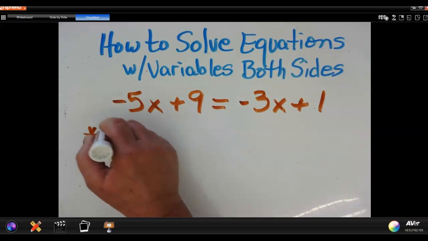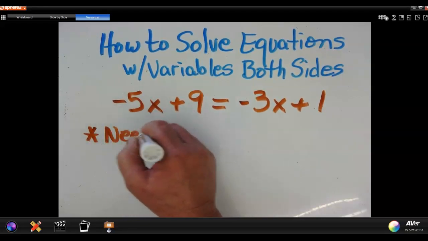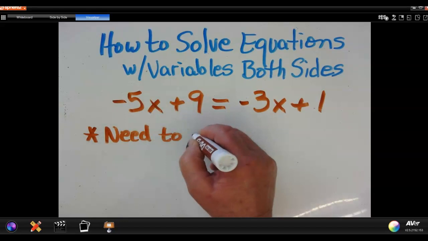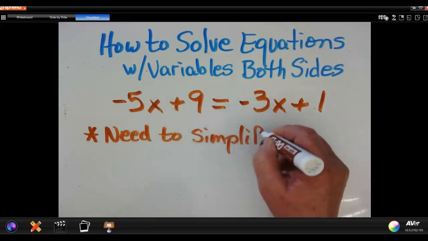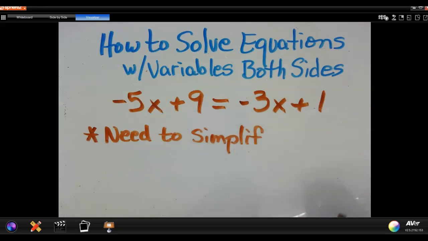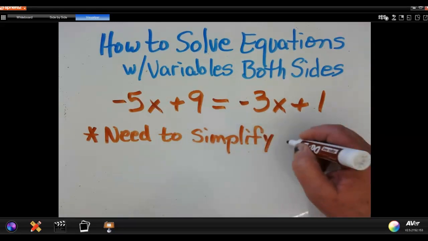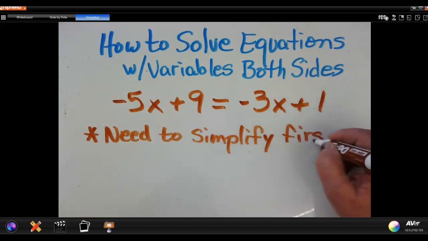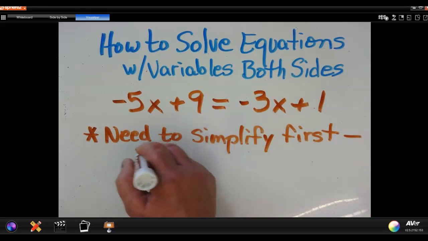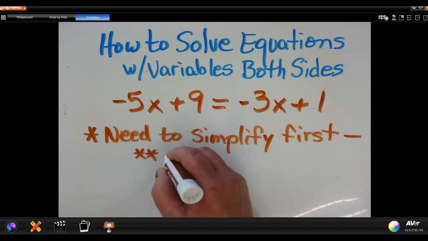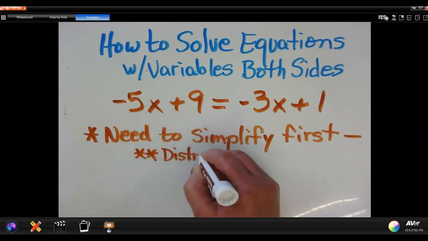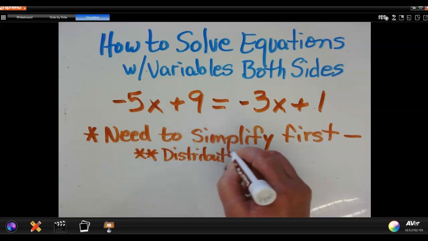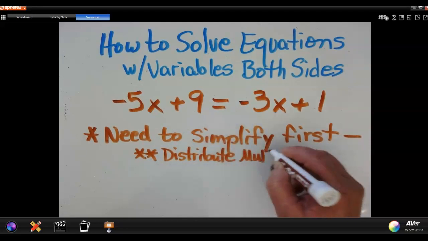what you need to do is you need to do any simplifying first. So you might have to distribute a multiplication. Need to simplify first. Okay? And what I mean by that is you may have to distribute multiplication, for example. And I'll show you a problem that looks like that.